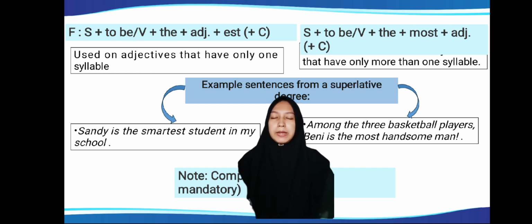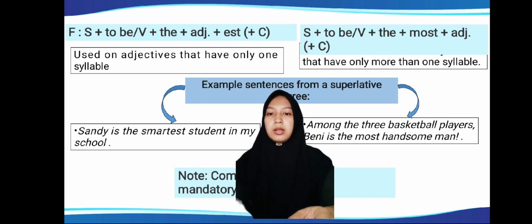Subject plus to be or verb plus the plus most plus adjective plus complement. This formula is used on adjectives that have more than one syllable. Example: Among the three basketball players, Benny is the most handsome man. Note: the complement is not mandatory.